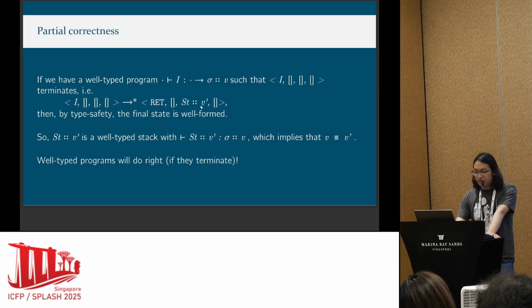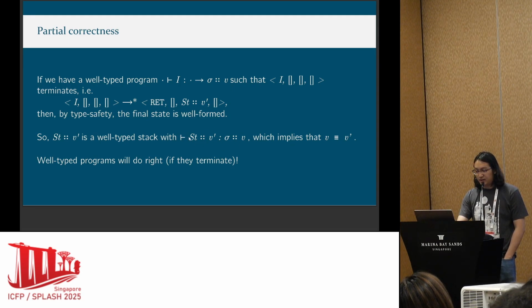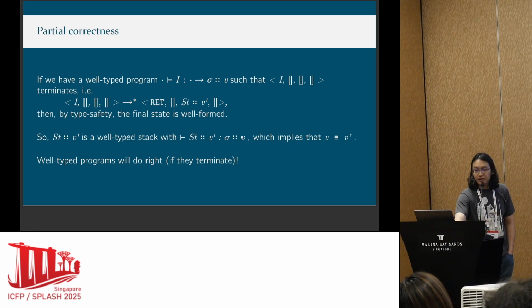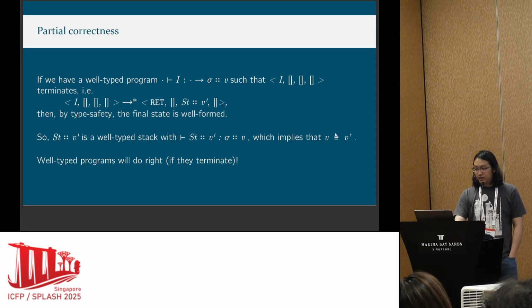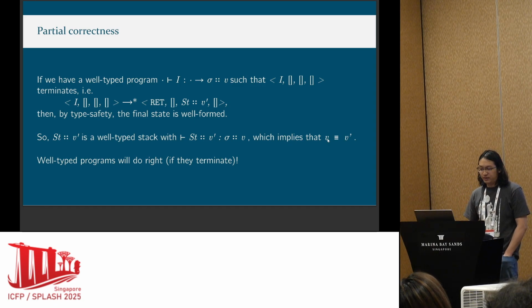this stack is well typed, which means that the stack implements this kind of closed value v. The result v prime implements the closed value v, which implies that they are equivalent in some sense. To give you more intuition, it means that not only will well-typed programs not go wrong, they will always perform as you specify by the types if they terminate. So that's a very nice property.